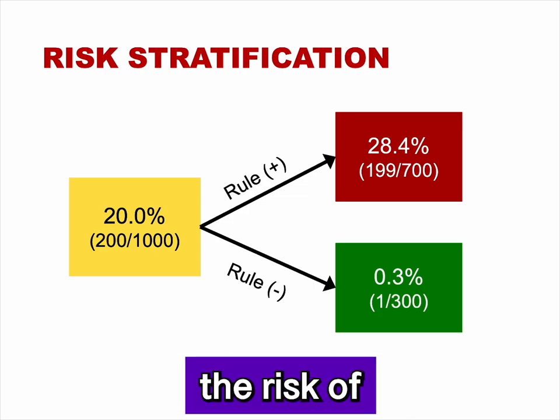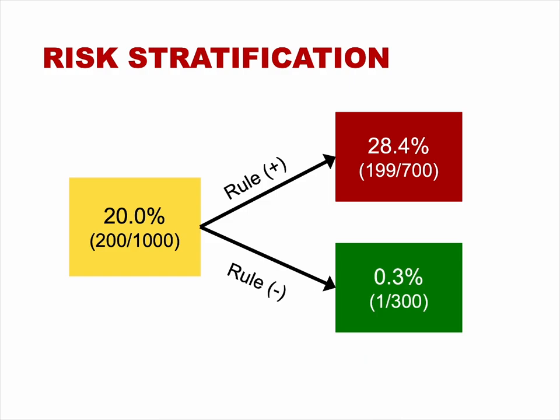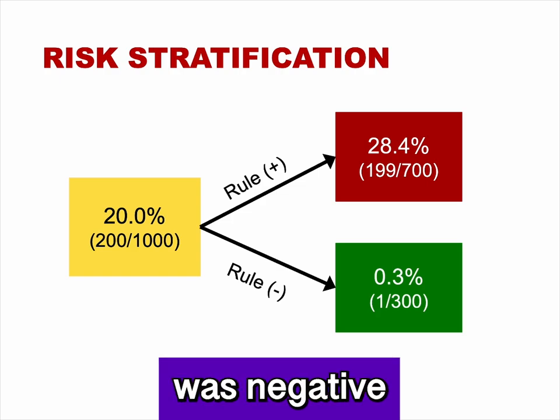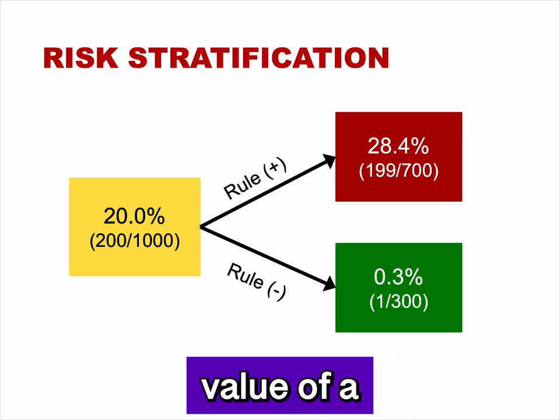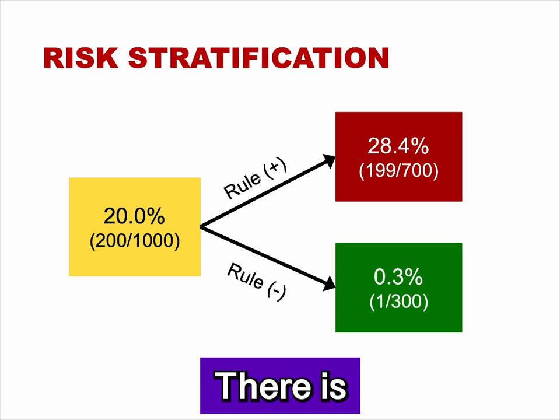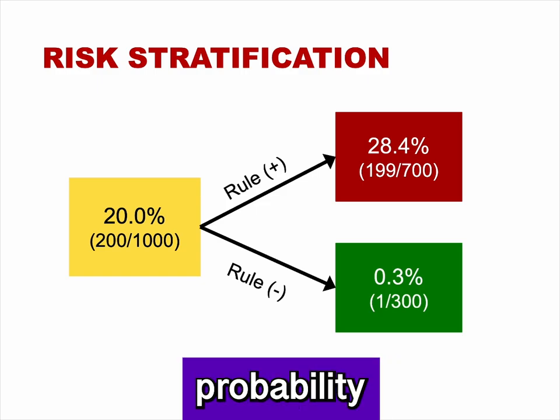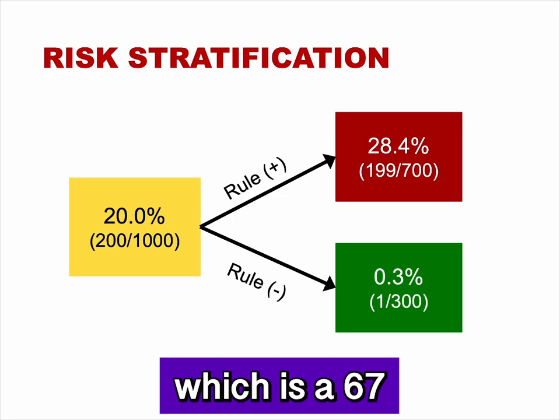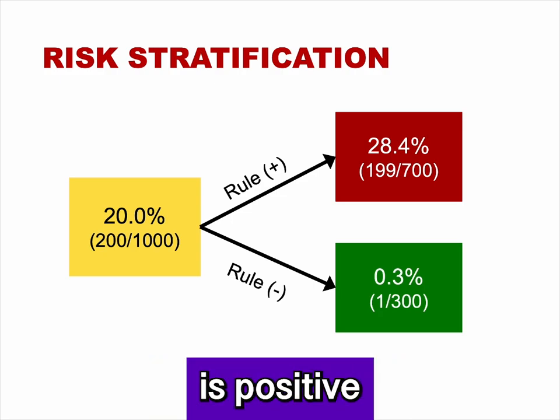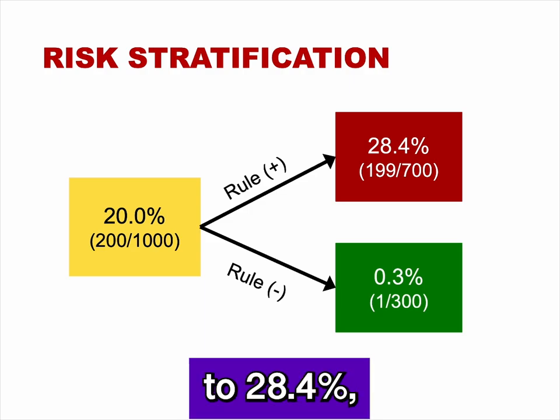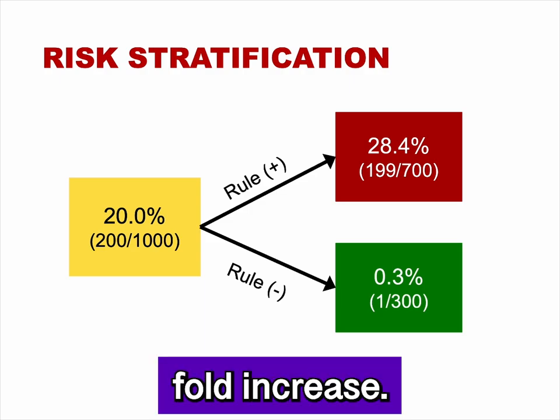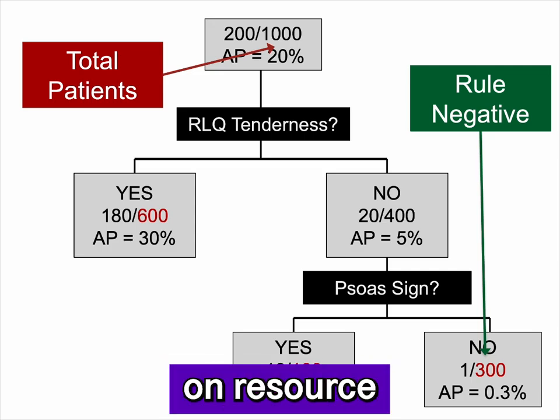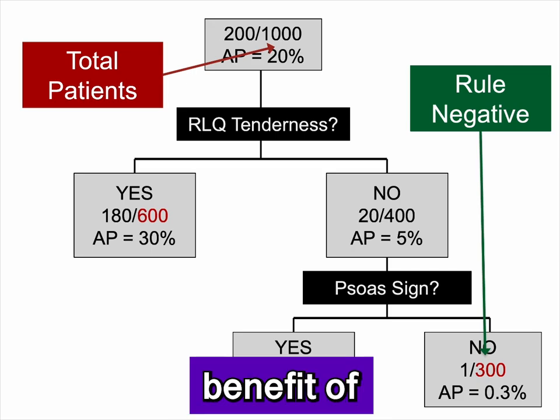If the rule was negative, the risk of appendicitis was 0.3%, 1 out of 300. This is the post-test probability of appendicitis if the rule were negative, calculated by 1 minus the predictive value of a negative rule. There is a much larger change from pre-test to post-test probability if the rule is negative, from 20% to 0.3%, which is a 67-fold decrease, than if the rule is positive, from 20% to 28.4%, a 1.4-fold increase. We can also use the decision tree to determine the potential impact on resource utilization. This is the primary benefit of the rule.